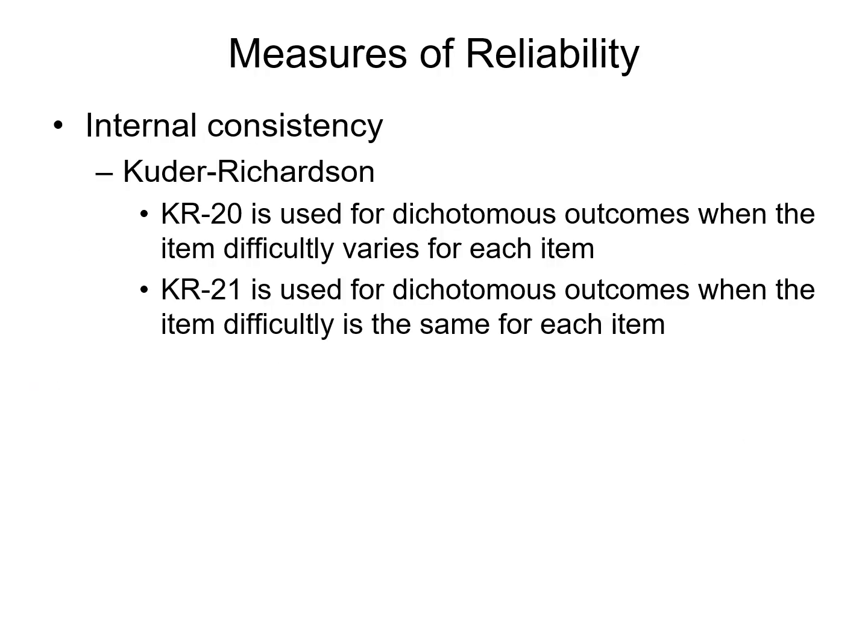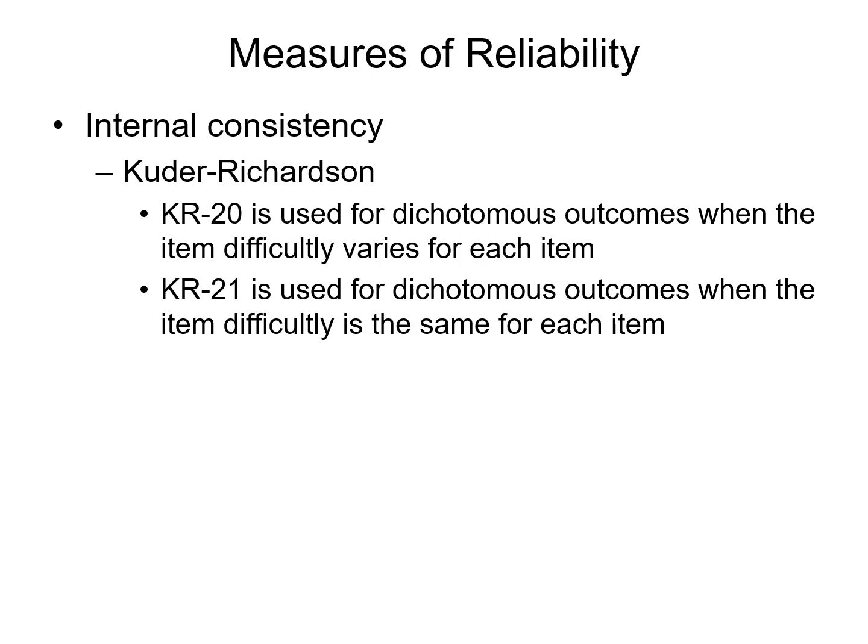If we're doing internal consistency on dichotomous outcomes, so for example, true and false questions, there are two different formulas that we can use, and these can be found in almost every statistics package, including SPSS. We're not going to hand calculate these. The first one is the Kuder-Richardson 20, and the second one is the Kuder-Richardson 21. The 20 is used for outcomes when the item difficulties vary for each item. In other words, there are some easy true and false items, and some hard ones.